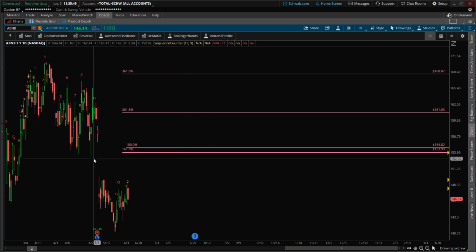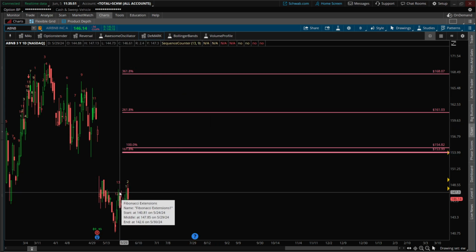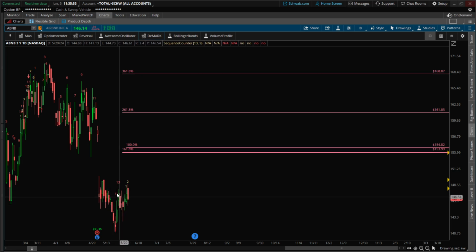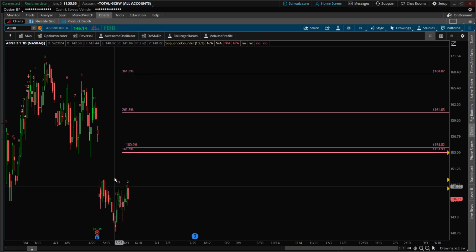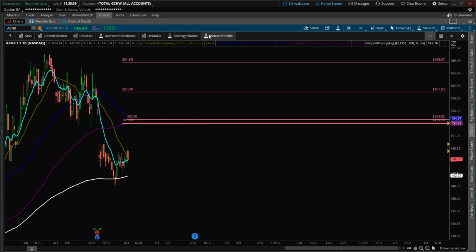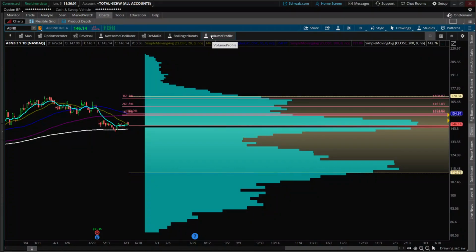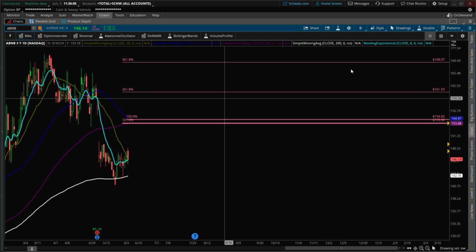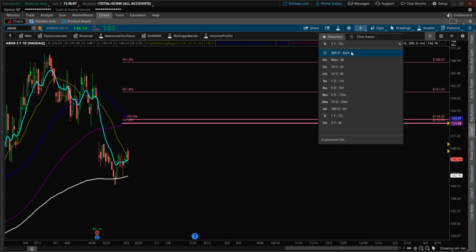Our DeMark, we have the 13 count exhaustion, the sell exhaustion. So that's a good buy signal as well. And I showed the volume profile already. We're sitting on that shelf right now. And so let's go down to the 65.